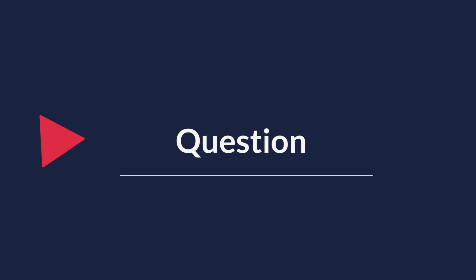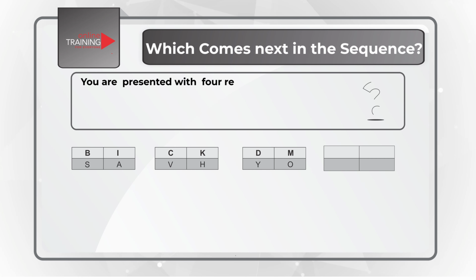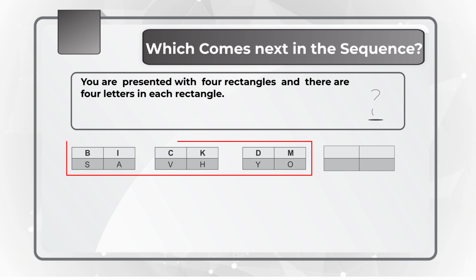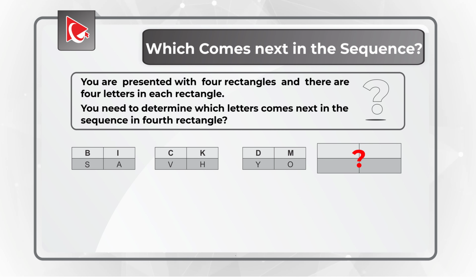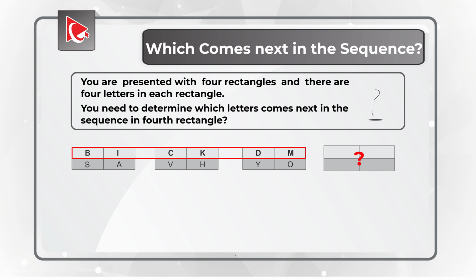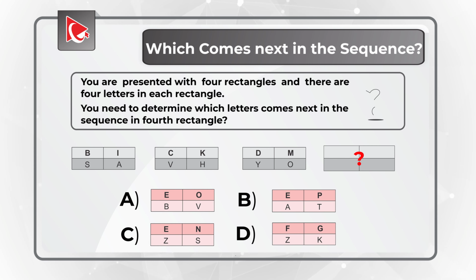Here's one of my favorite questions where you need to determine the next number in the sequence. You're presented with 4 rectangles. Each rectangle contains letters. There are 4 letters in each rectangle. 3 rectangles contain letters, and you need to determine the letters in the 4th rectangle. What's interesting is that the upper row of the letters is bold, and the lower row of the letters in the rectangles is the regular font. You need to determine the item that comes next in the sequence, and you're presented with 4 different choices. Choices A, B, C, and D.